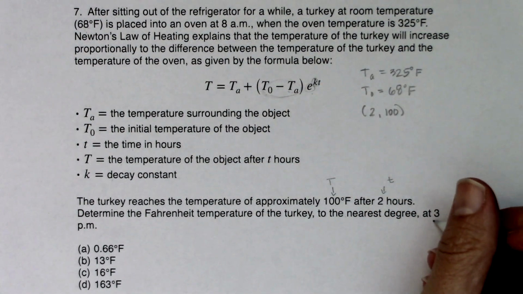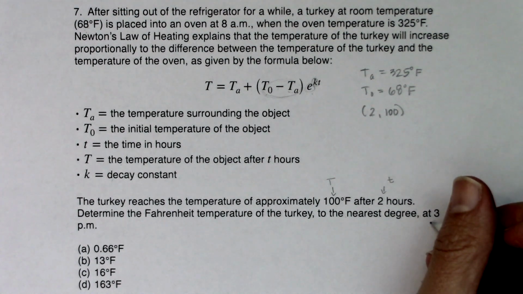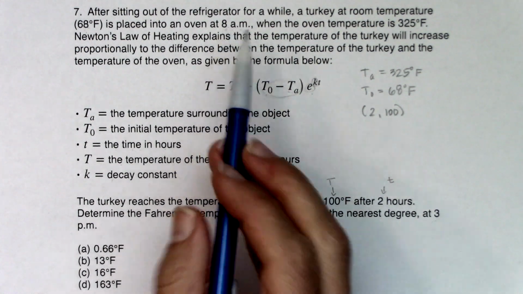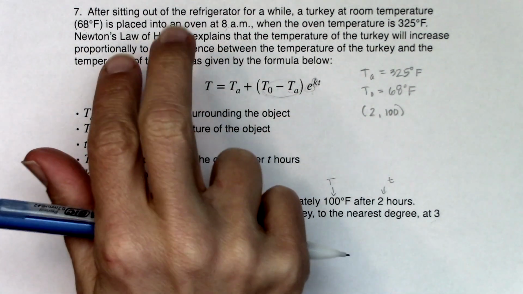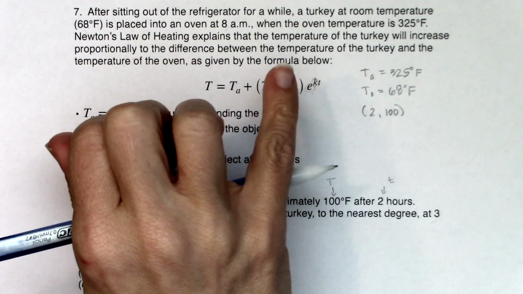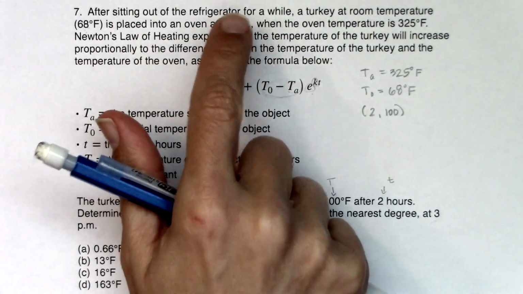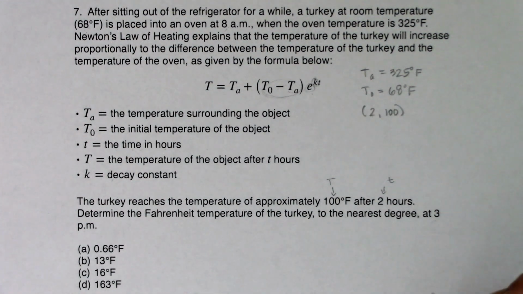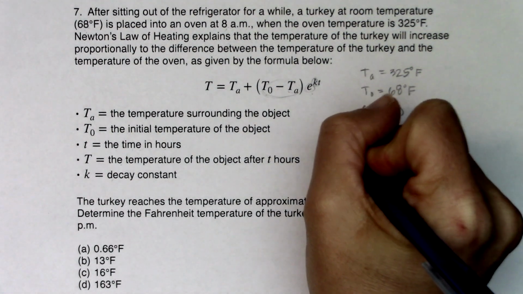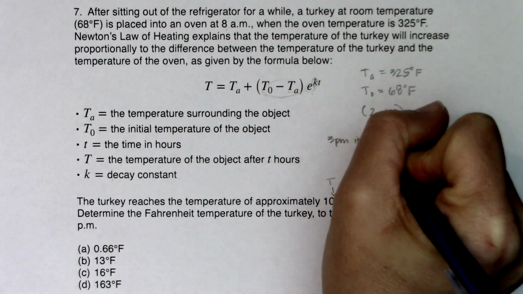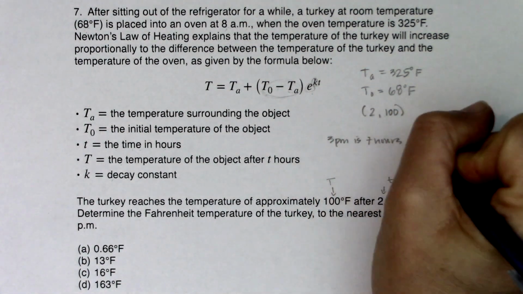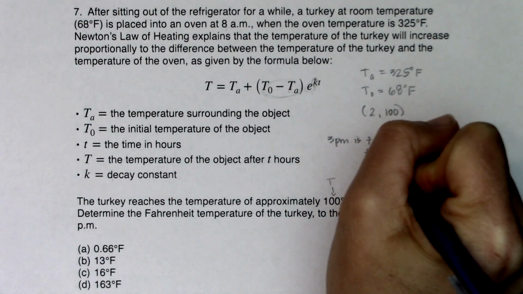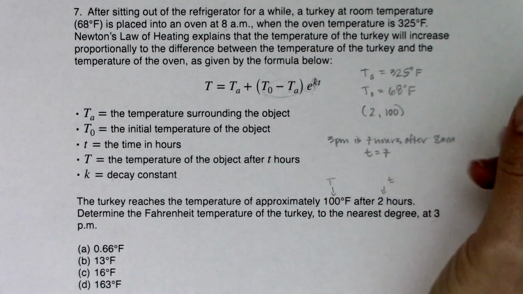And then if I want the temperature at 3 p.m., think about this, t is time in hours. Well, if this started at 8 a.m., we go 8 to 9, 9 to 10, 10 to 11, 11 to 12, 12 to 1, 1 to 2, 2 to 3. So it's 7 hours later. So let me write this. 3 p.m. is 7 hours after 8 a.m., which is telling me I'm really ultimately going to be looking for when little t is 7.